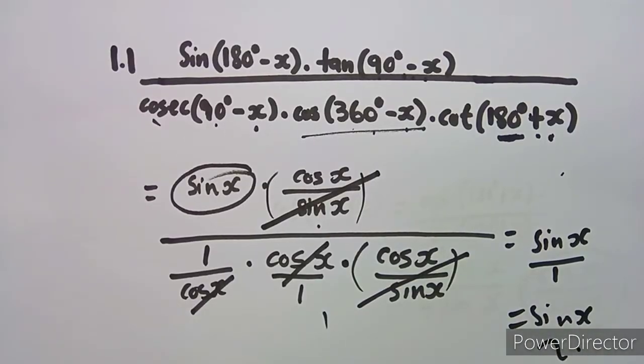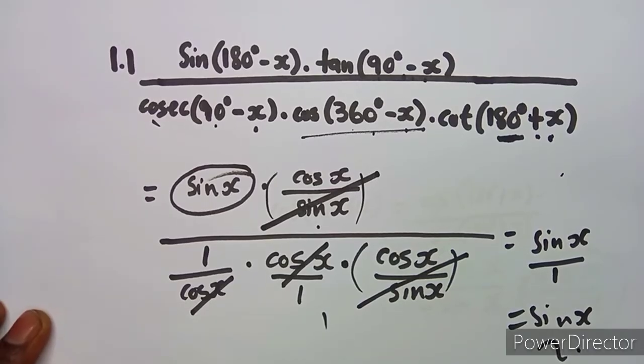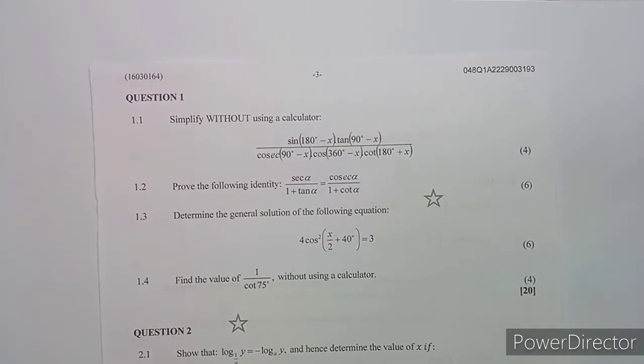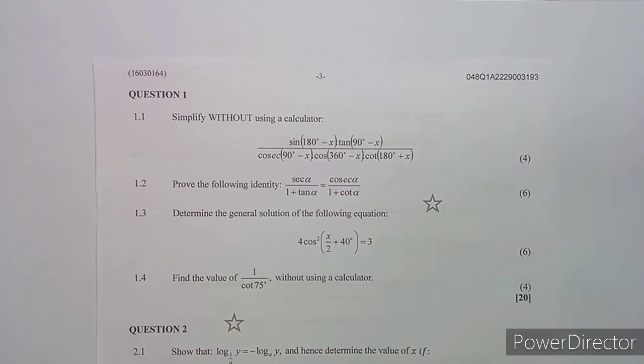Remember, guys, 2 over 1 is just the same as 2. 3 over 1 is the same as 3. So sine x over 1 is the same as what? The same as sine x. So that's what you needed there, and you get 3 or 4 marks there. Then prove the identity, and you've got 6 marks for that, to just prove this whole identity.